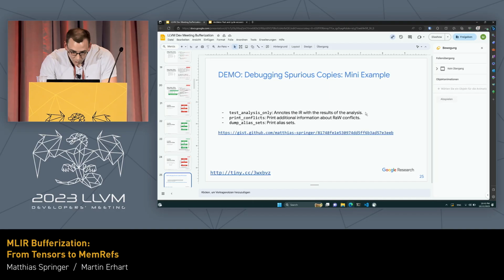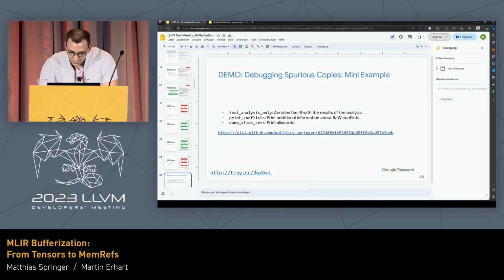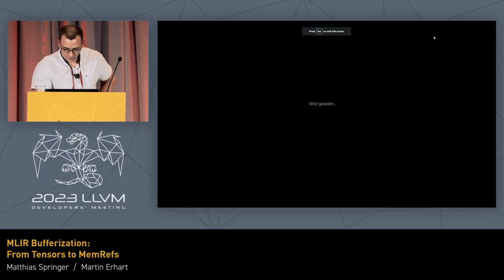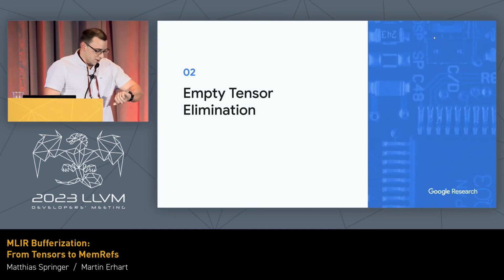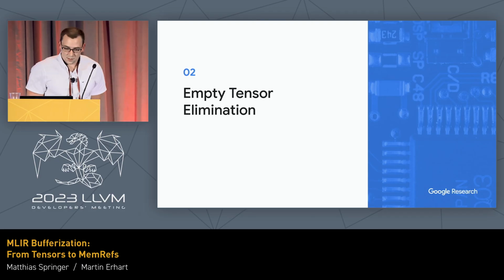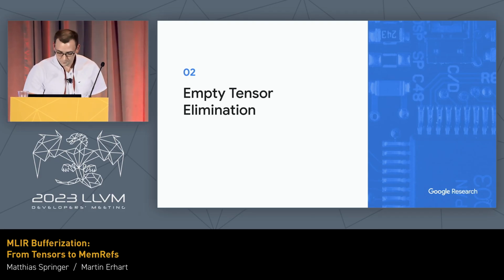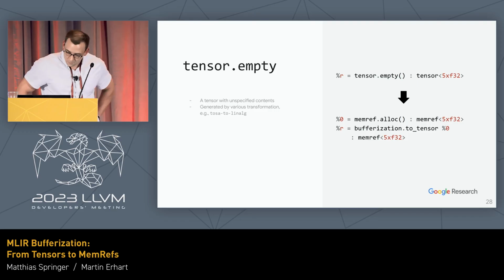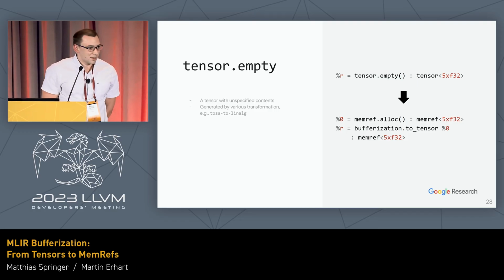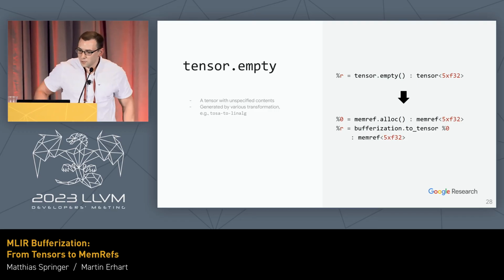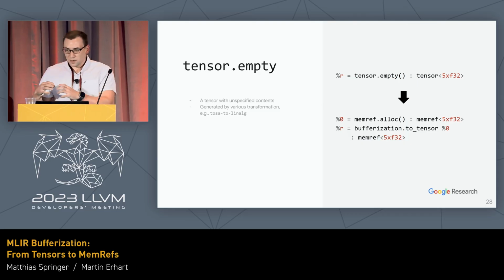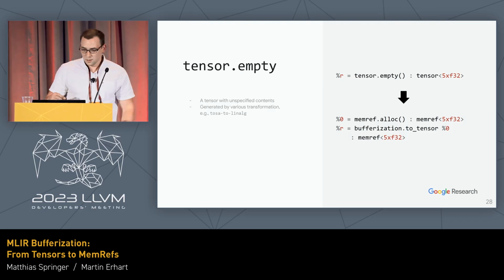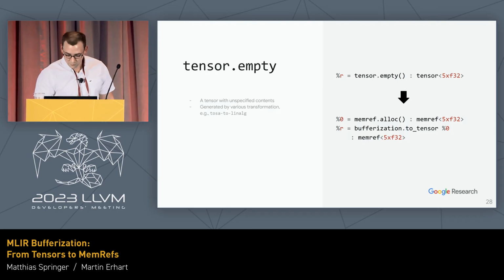Okay, now let's go back to the presentation. One optimization that I would like to talk about is the so-called empty tensor elimination. tensor.empty is an op that we have in the tensor dialect, which specifies a tensor of a given shape, but without saying what's inside. So this simply bufferizes to memref.alloc.